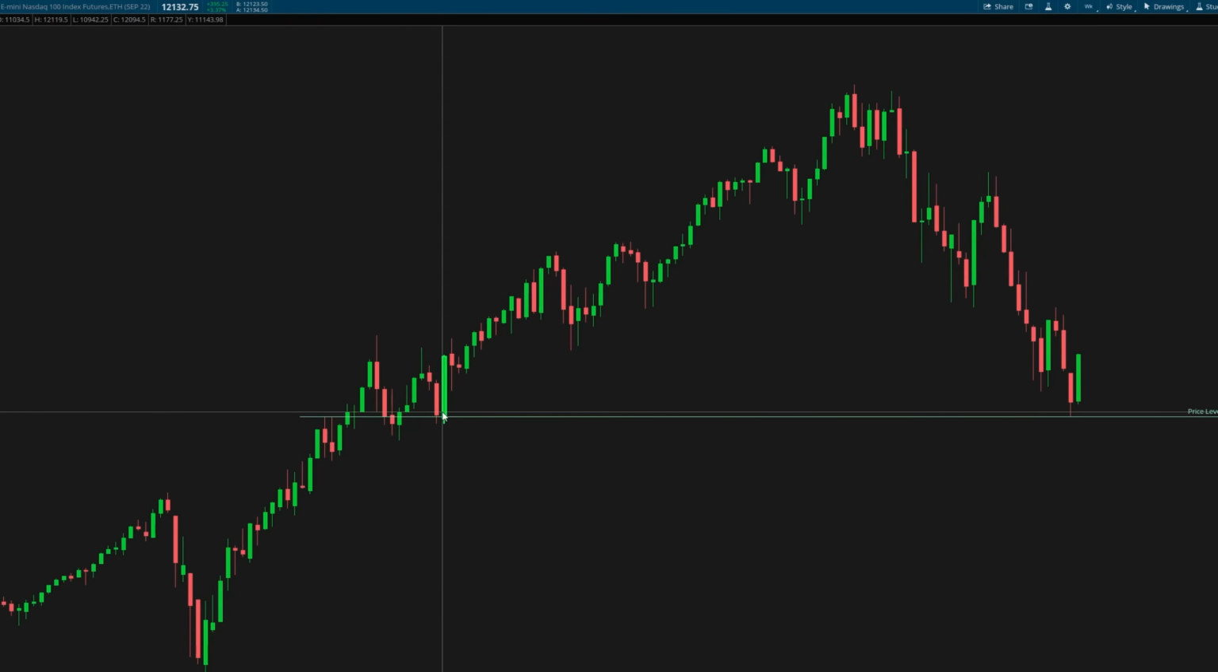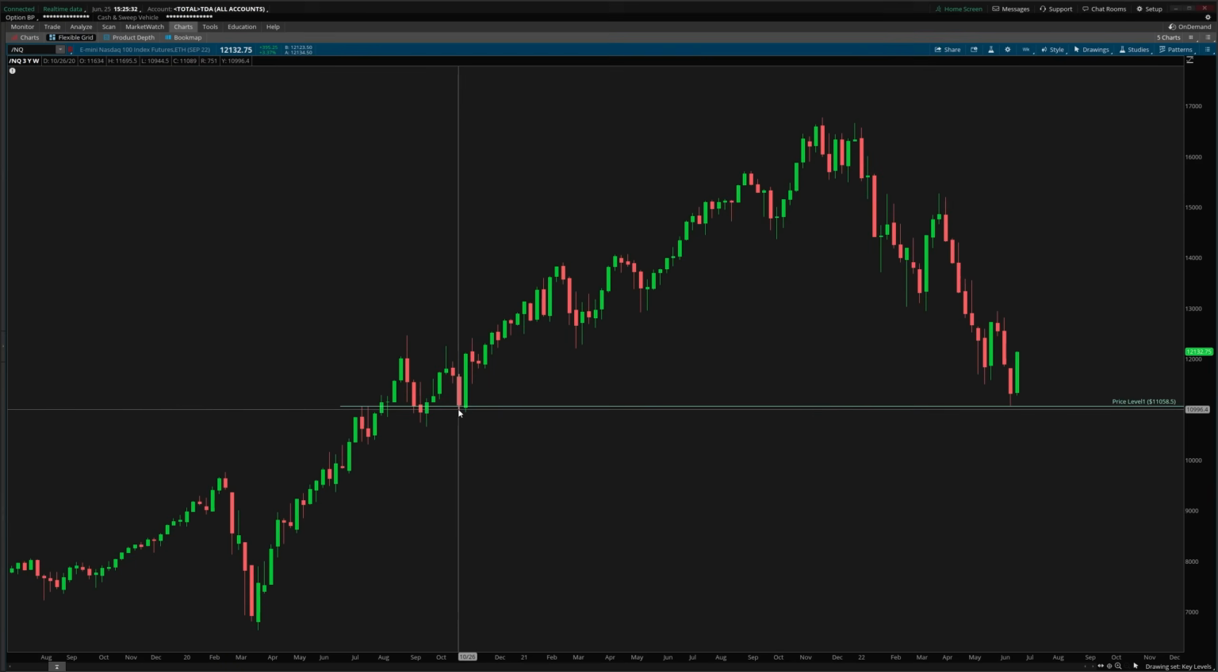Now down here, November 2020, price held this July high as support, which is pretty bullish. And look where we are here, June 25th. Price came down here and bounced perfectly off this high from July 2020 and sent the market almost 1,100 points higher.